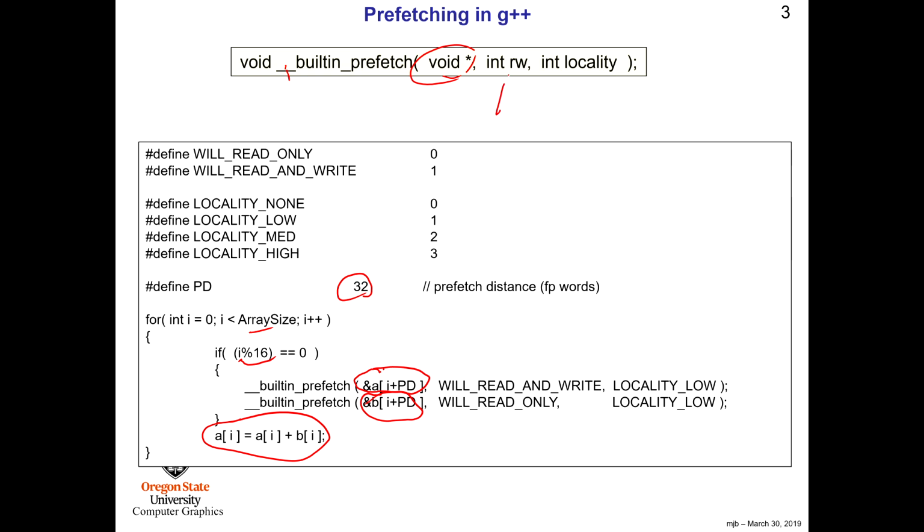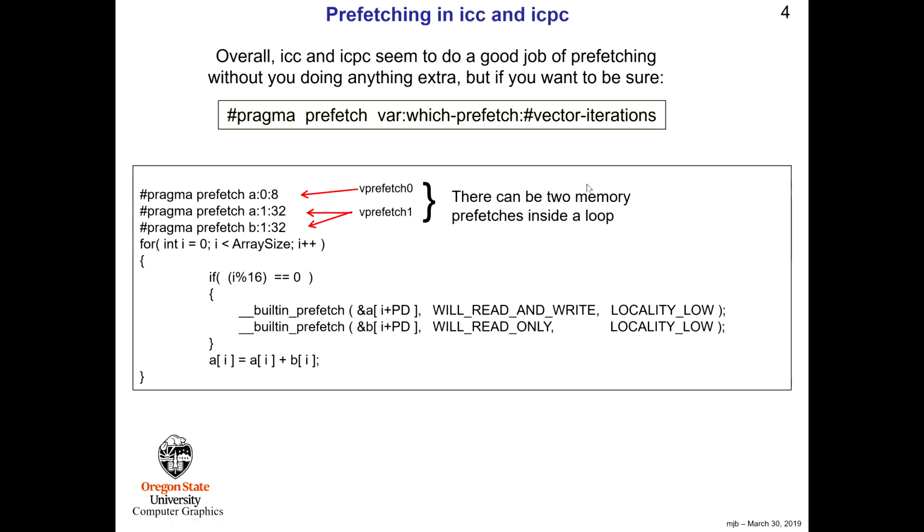The function for G++ has some extra arguments, and those are basically hints. So this one, A, we're going to read and write. B, we're going to read only. There may be certain advantages in the hardware for knowing that, and I don't think right now there are, but if there were, that would tell this function to do something special. You're giving it a hint about it. And locality is how far apart these things are in memory. So that's what it looks like in G++.